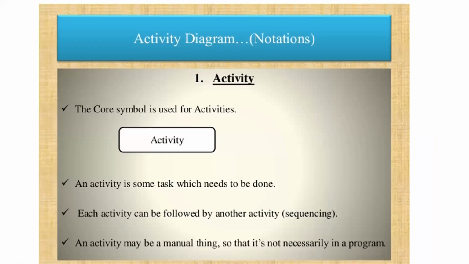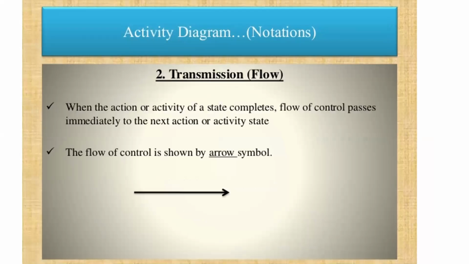The basic symbols or notations that are used in an activity diagram are shown here. An activity is some task which needs to be done. One activity is followed by another activity, and there is communication that goes on between these activities. This communication between two activities has another notation, the transmission flow, shown with an arrow, which shows a flow of control from one action to another action.